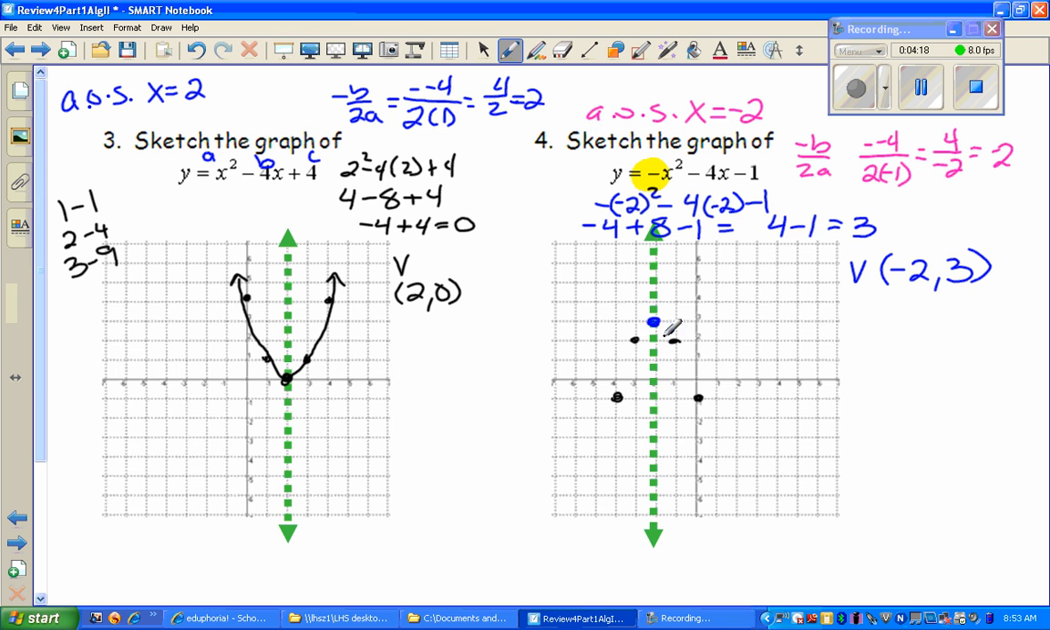And copy that there. The axis of symmetry is also the mirror line. You can reflect across it once you get those points plotted, to make it where you have less counting. And there is my parabola for number 4.